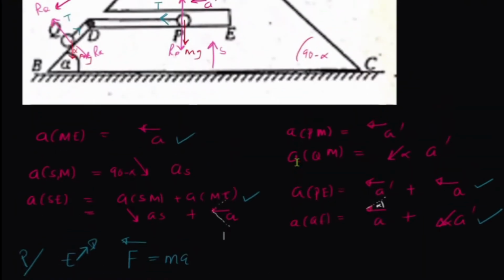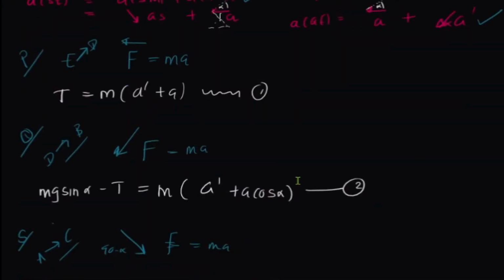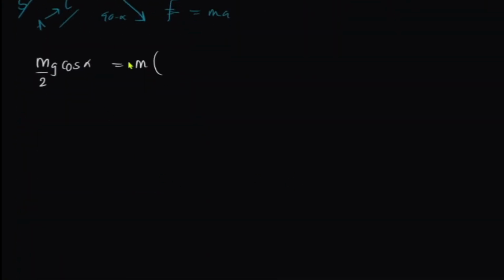As we know, now this is alpha. This is 90 minus alpha. This is 90 minus alpha. This is alpha. So A sine alpha is going in this direction, upwards. So in the downward direction, you have AS, but minus A sine alpha, isn't it?